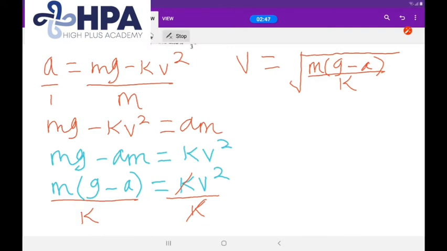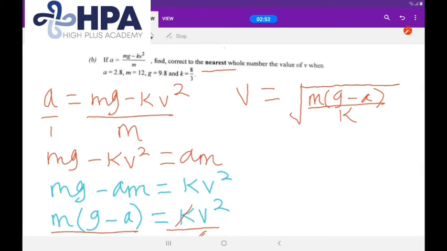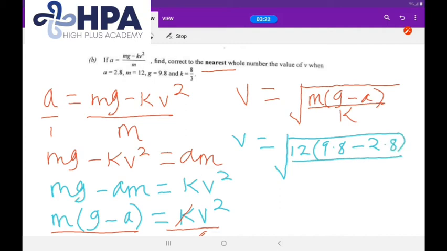And they gave us the value of each one of them. They said if a is 2.8, m is 12, g is 9.8, and k is 8 over 3. Now let's put them in. So v will now be equal to the square root of everything we have. M is 12, is that okay? Into g, which is 9.8, minus a, which is 2.8, everything over k, and that is 8 over 3.